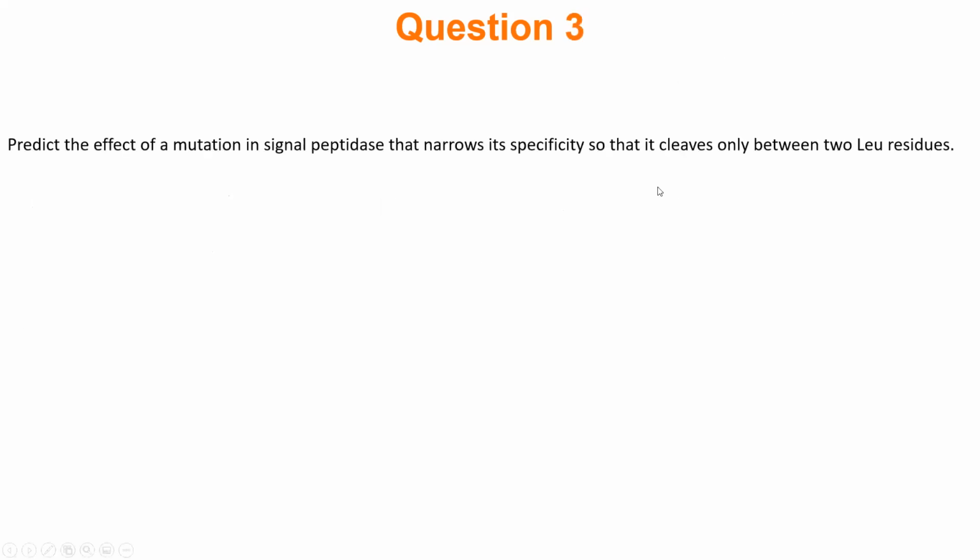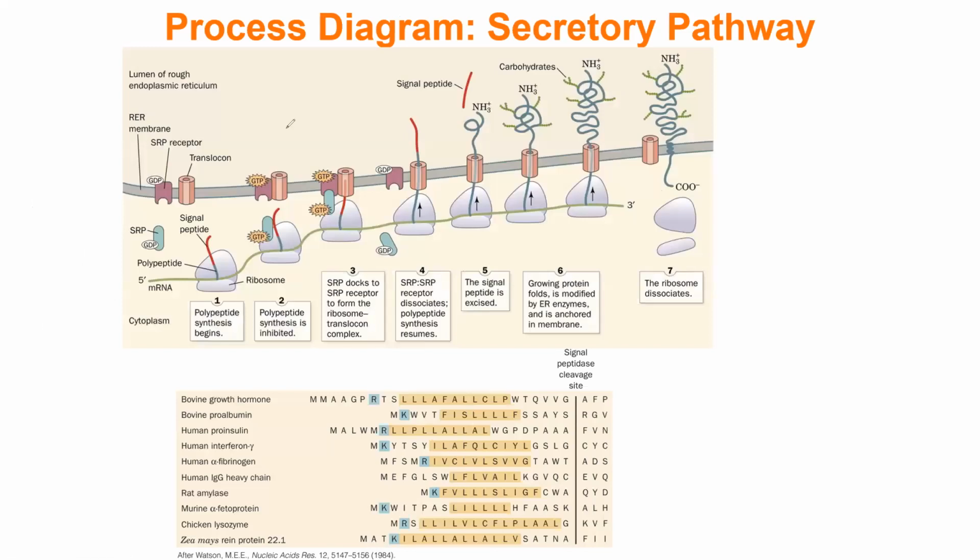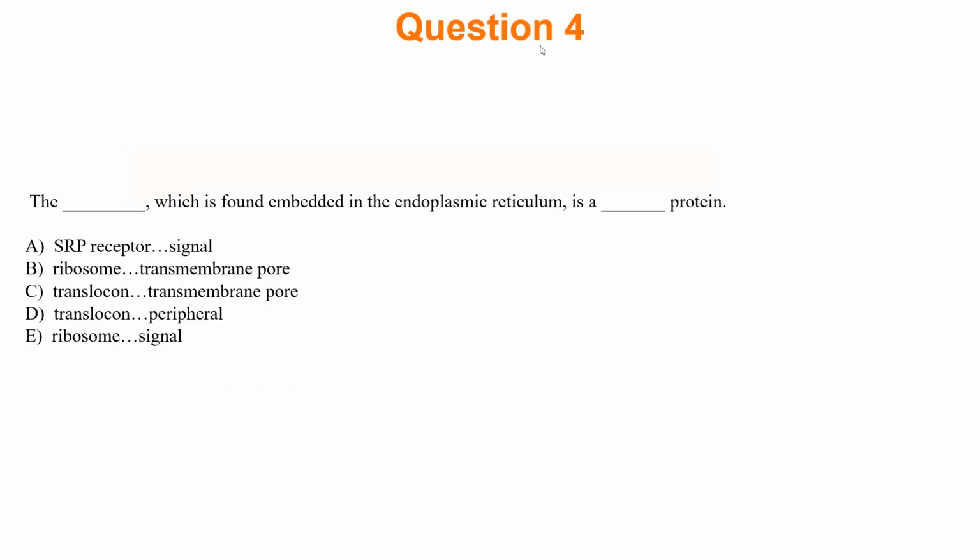So let's go back to our image. A transmembrane pore is a protein that's in the membrane and basically has a hole through it to allow things to go through. A ribosome is not a pore, right? A ribosome makes proteins, so it is not a transmembrane pore. The correct answer is C. The translocon is embedded in the ER, and it is a transmembrane protein.